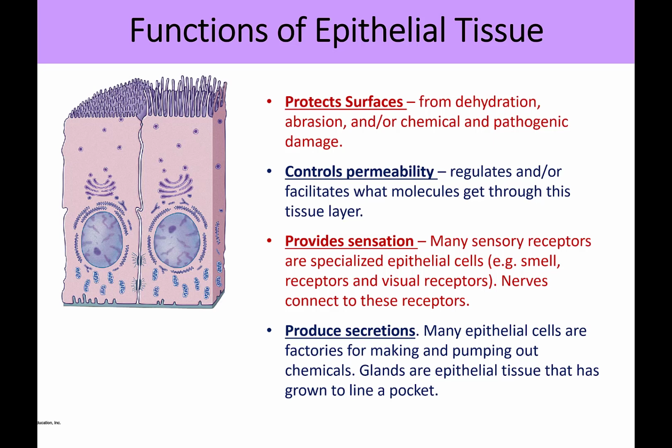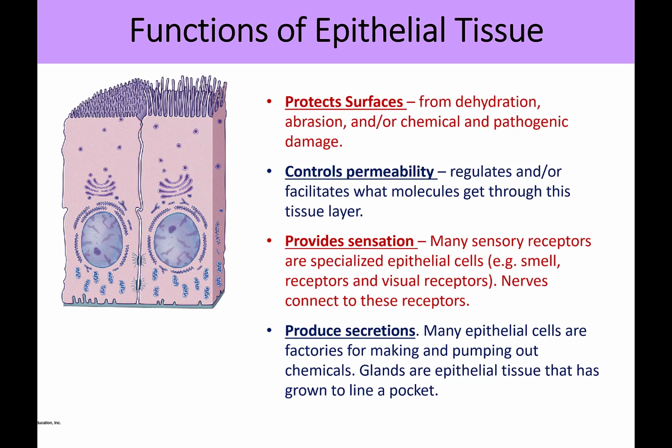Another function of epithelial tissue is to control permeability. Remember what permeability means from the cell lecture? Permeability means regulation of what can come in and out of the cell. Since epithelial tissues are the closest to the surface, they can regulate what comes in and out of the body.